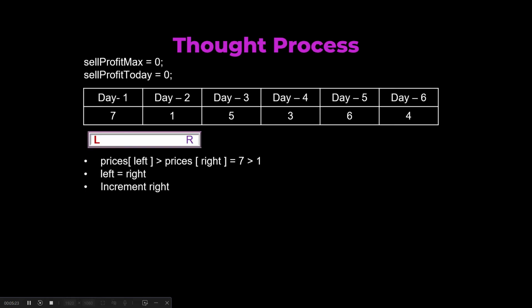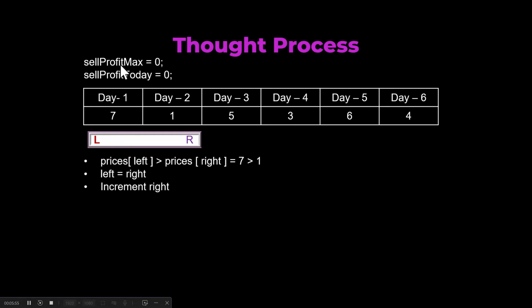So let's have a look. Currently we've got this array, 7 1 5 3 6 4 from example 1, and we have this window, we call it left and right. I have set up these two values to keep track. The first one is sell profit max. Sell is because we are using buy and sell, so I want to use a variable that describes the nature of the process that we are doing.